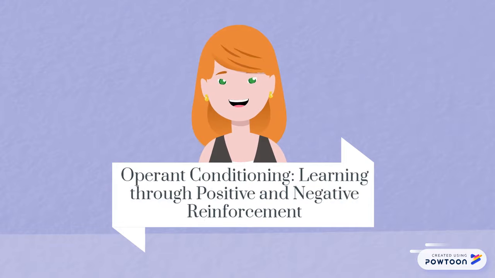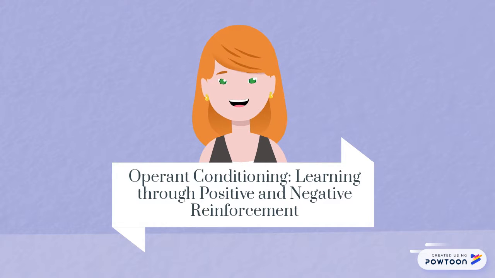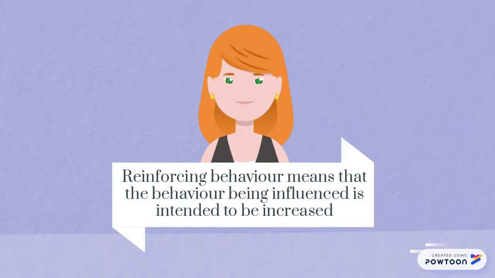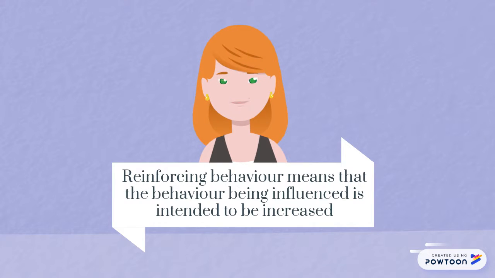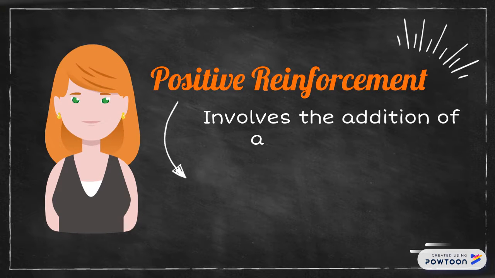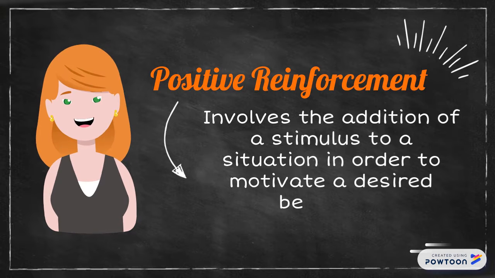So today I'll be specifically talking about operant conditioning, which involves learning through positive and negative reinforcement. When we talk about reinforcing behaviour, we mean that the behaviour that is being influenced is intended to be increased. Positive reinforcement involves the addition of a stimulus to a situation in order to motivate a desired behaviour.